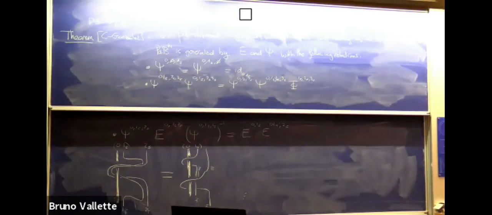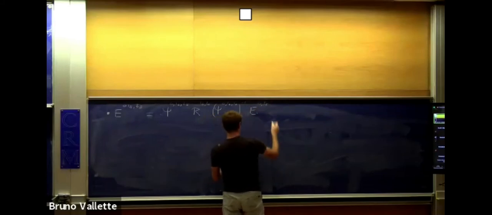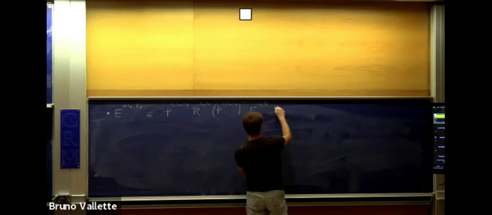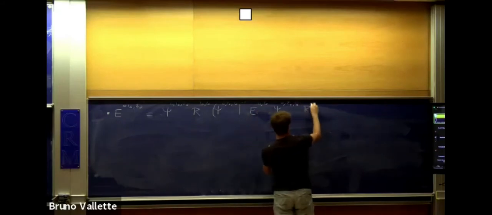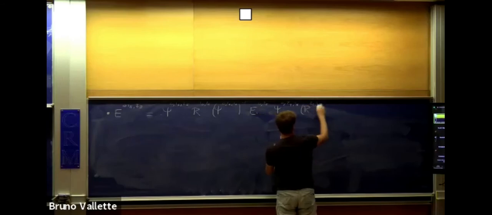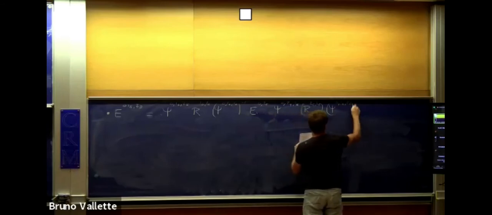There's a psi, then there's an R, then there's a psi inverse, then there's an E, and then there's again psi R psi. 0, 2 indexed by 1, 1 indexed by 0. Then there's R 2 1 1 0. And then there's psi 0, 0, 1.